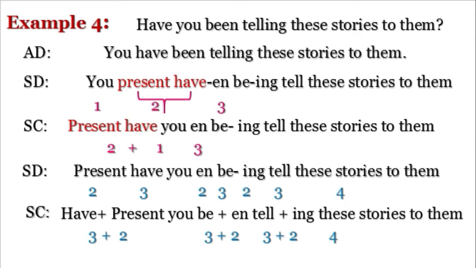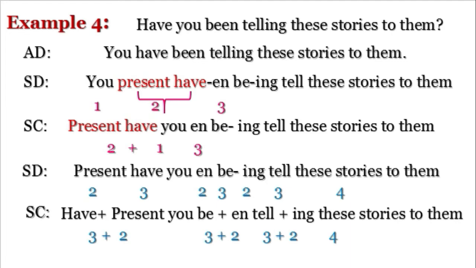In example number 4 we have: have you been telling these stories to them. The active declarative will be: you have been telling these stories to them. The structural description will be: you, have conjugated in the present, meaning the tense is present. Have remains have with en, then ing, the verb is tell, these stories to them.